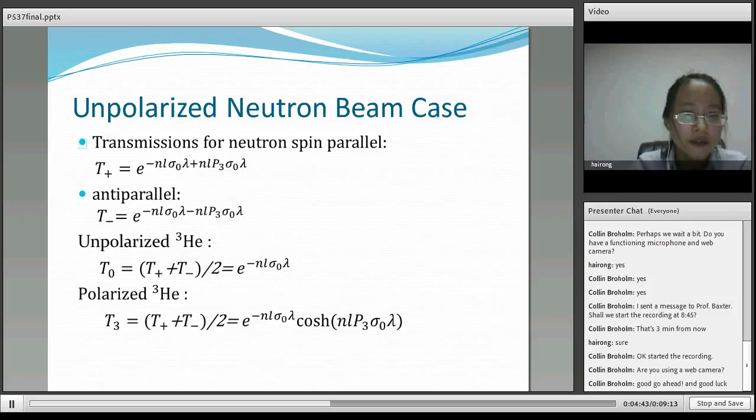And if we have an unpolarized helium-3 analyzer, then the transmission we get is marked as T0, which equals T plus plus T minus over 2, and this equals e to the negative NL sigma 0 lambda. And for a polarized helium-3, we mark the transmission as T3, which equals the sum of T plus and T minus over 2, and this equals T0 times cosh(NL P3 sigma 0 lambda).